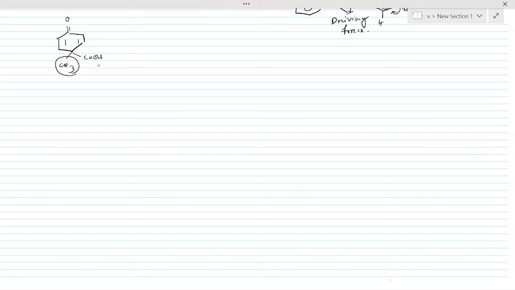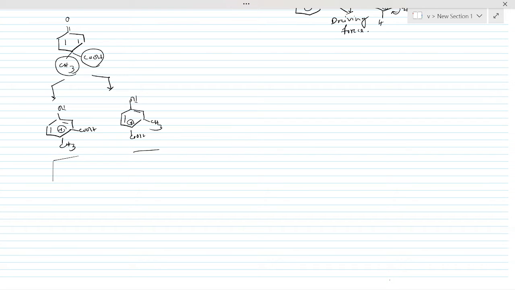So here the methyl and COOH, any one of the groups will migrate. So how can you decide? You can see the mechanism. After that migration, there is a development of H plus over that carbon. So this is the species formed if the COOH group will migrate, or this species is formed if your methyl group will migrate. So now you can decide, this will form or this will form.